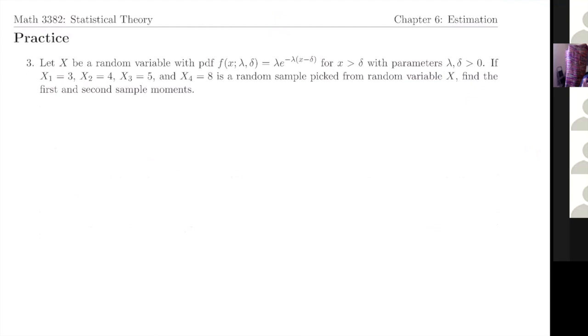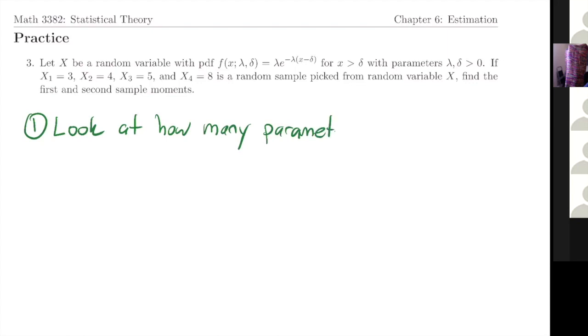Okay, so when we're doing this method of moments estimators, you could do step 1 and step 2 in any order. Maybe step 1, if you want an easier first step, would be to look at how many parameters are in your model.